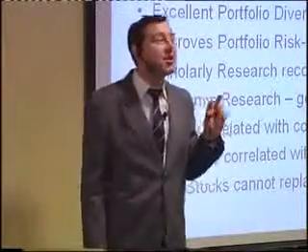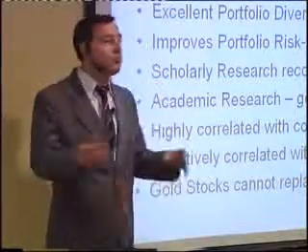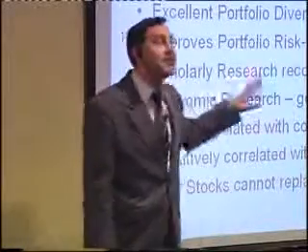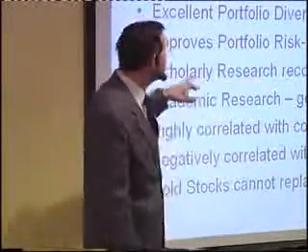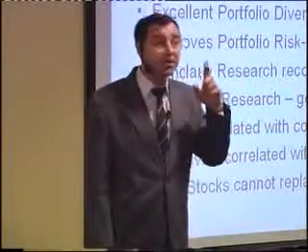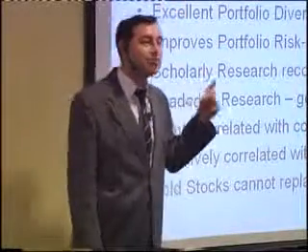Now, here is a key. Scholarly research, as in academic research by professors who run extensive correlations, suggests, and again, different types of research suggest, that 5, 10 to 20% is optimal from a portfolio point of view, from a diversification point of view.